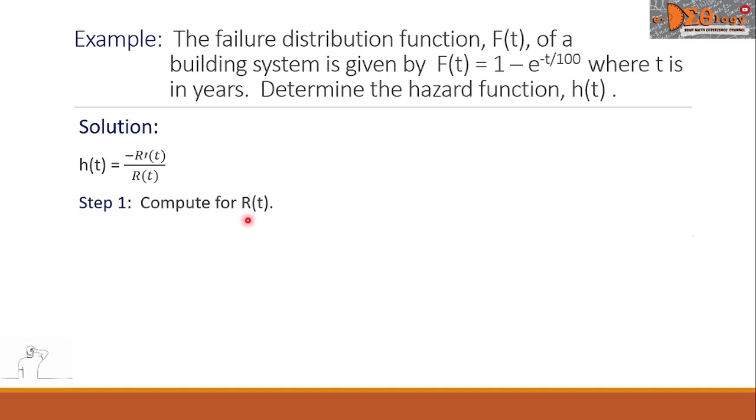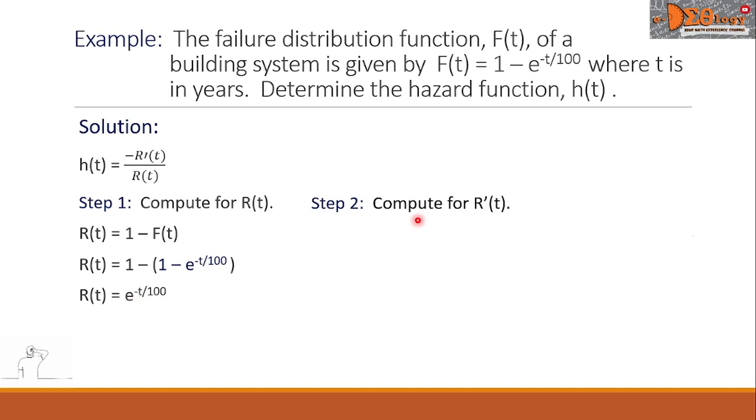So for step 1, let us compute for capital R of t. Given the capital F of t here, we have the simple formula R of t is equal to 1 minus capital F of t. This value of capital F of t is given here, so let us substitute it in the formula. Then let us simplify the right side. Let us remove the grouping symbol and change the sign of all the terms inside it. So it will be 1 minus 1 becomes 0, and this negative here becomes positive. Therefore, R of t is equal to positive e raised to negative t over 100.